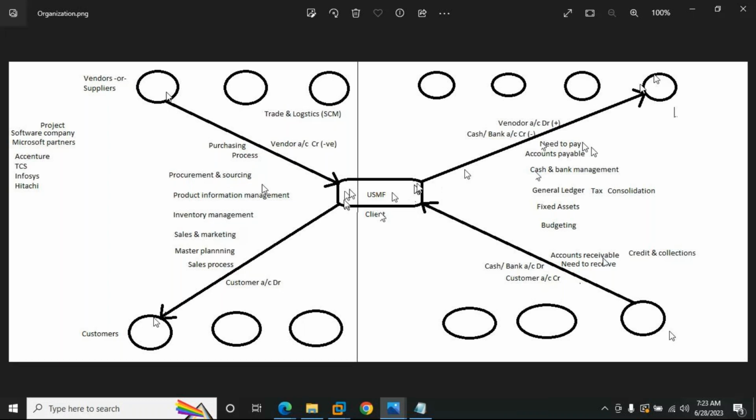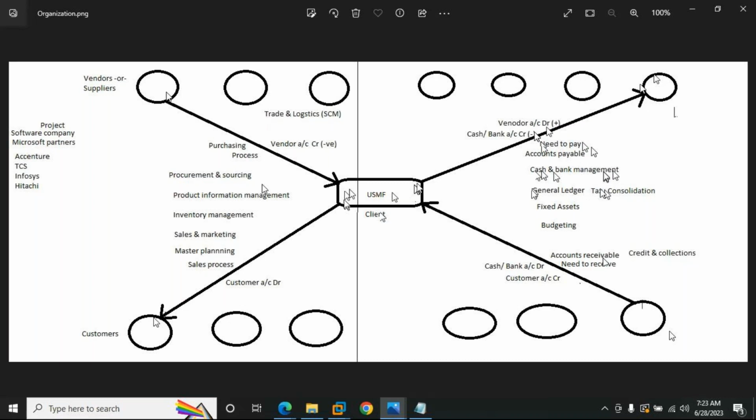Because if you want to make a payment or receive money, the majority of businesses do it through check or electronic fund transfer. Still, the majority use checks. So if you want checks, you need to understand the cash and bank management module. Next, if you are doing business, you need to understand the profit and loss account, which you can understand from the general ledger module. And if you are running your business, you need to pay tax, so you need to understand the tax module.